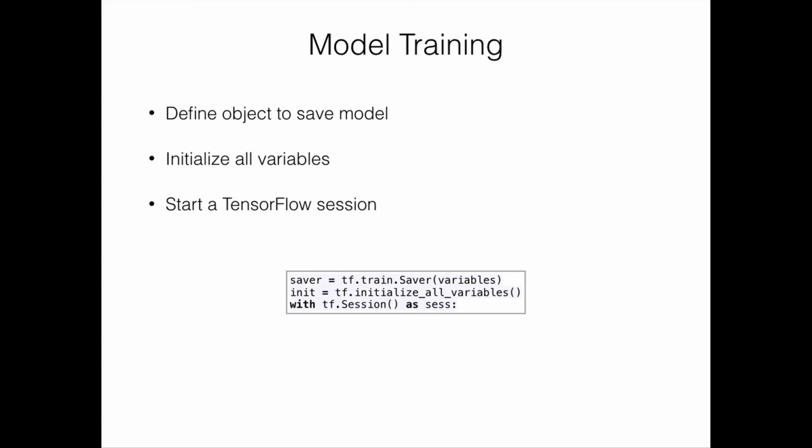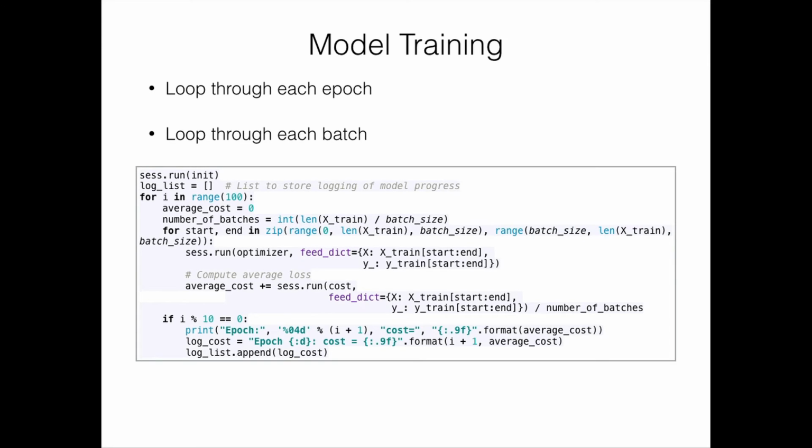We then need to initialize the variables. So that's the next step. Now we're going to start a TensorFlow session. And here's the training step. So at the top, we're initializing the TensorFlow session. We also have a list here. This is where the training steps are going to be saved. We want to save the training steps so we can output them to the web page using Flask.